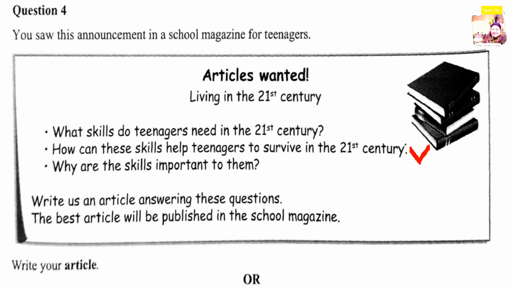Now, let's go to question 4. You saw this announcement in a school magazine for teenagers, articles wanted. Look at this. You are given the title already, Living in the 21st Century. So the title of the article is already given, Living in the 21st Century. And you are also given the points on what to write.